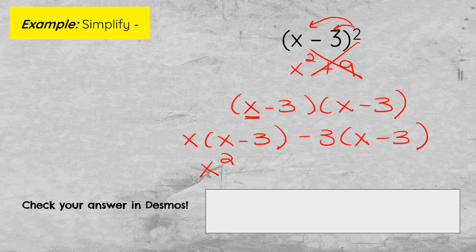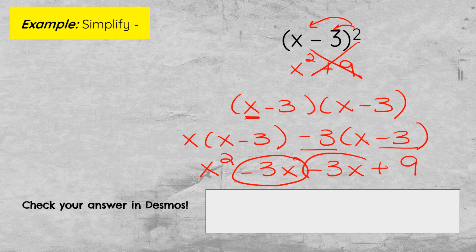X times x is x squared. X times negative 3 is negative 3x. Negative 3 times x is negative 3x. And a negative 3 and a negative 3 would make positive 9. These guys are like terms because they're both just x. And when I combine them, I get negative 6.